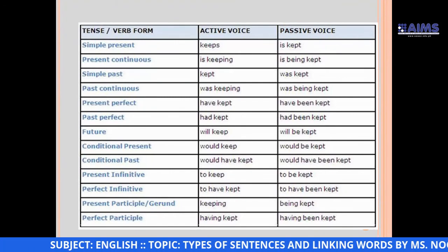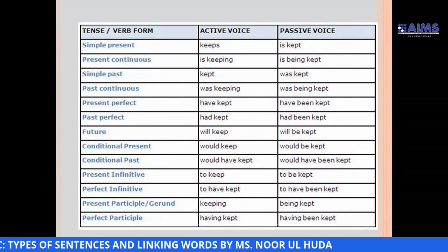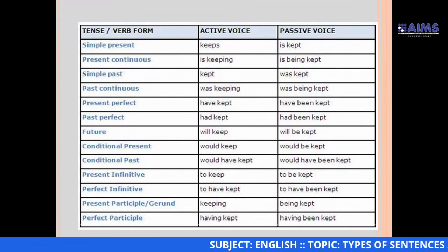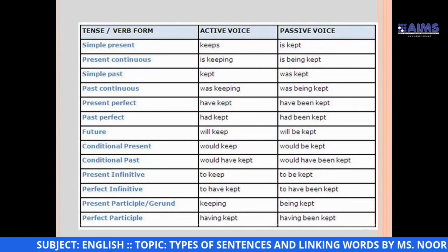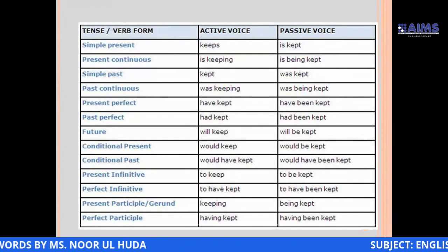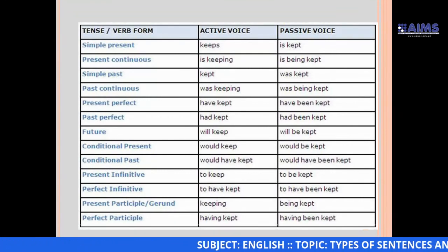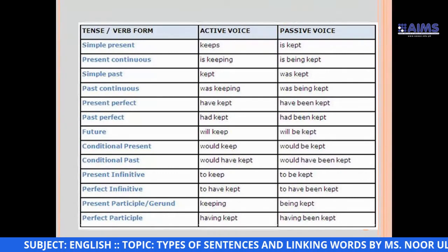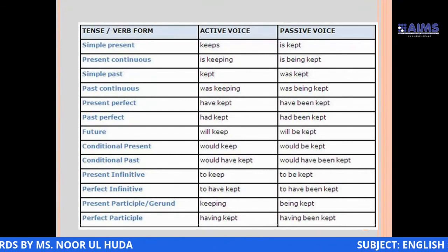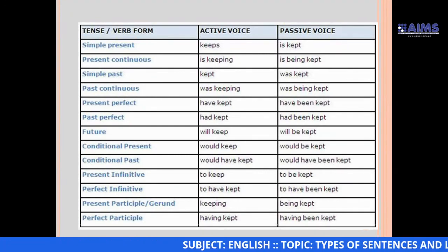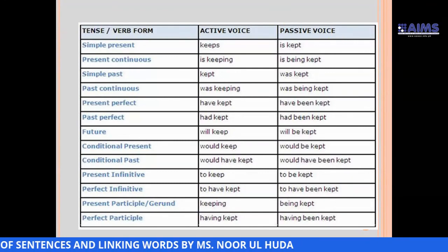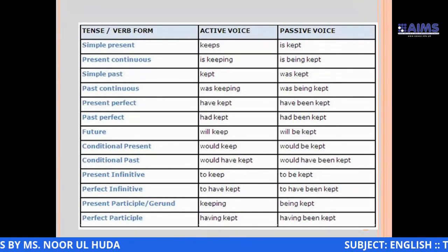Past perfect: had kept, so had been kept. This is how we change the past perfect into the passive structure. Future: will keep, will be kept. "He will keep the secret." "The secret will be kept." Whether the sentence has the secrets, the plural form of the object, or the singular form, will remains will, because there is no other form of will in the future.